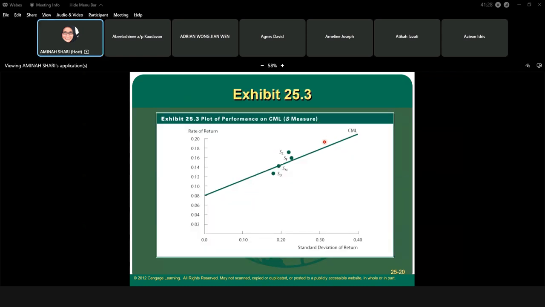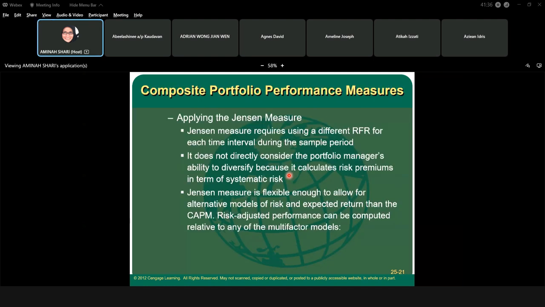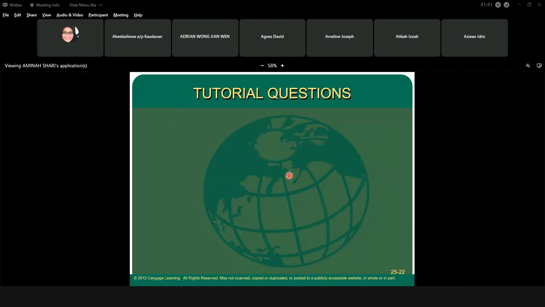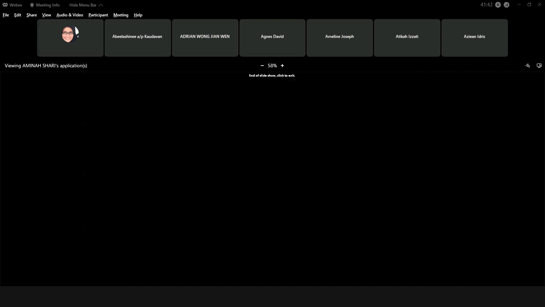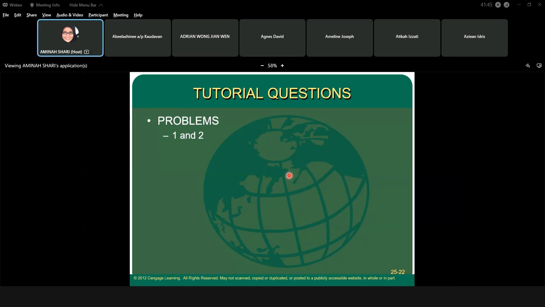Ini contohnya lah, ini kalau guna standard deviation tadi adalah Sharpe kan. Ini kalau guna Sharpe. Okay, itu saja untuk explanation part. Okay, kejap lagi I tunjuk Excel.